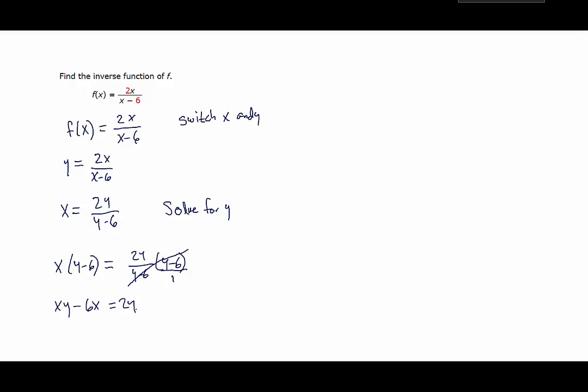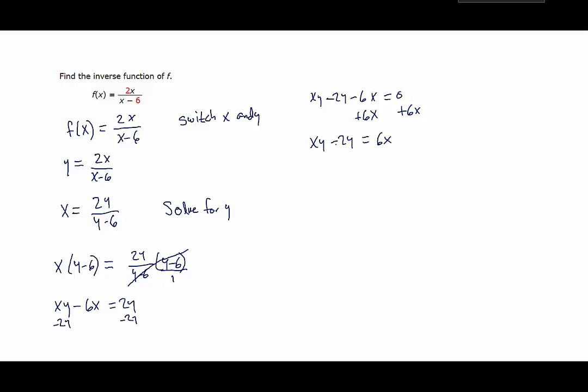In order to solve for y, we will need y on one side of the equation, and here we have it on both sides. So we'll subtract 2y from both sides, and we'll wind up with xy minus 2y minus 6x equals 0. Now we don't want terms that don't have y on this side over here, so we will add 6x to both sides. Now we'll wind up with xy minus 2y equals 6x.